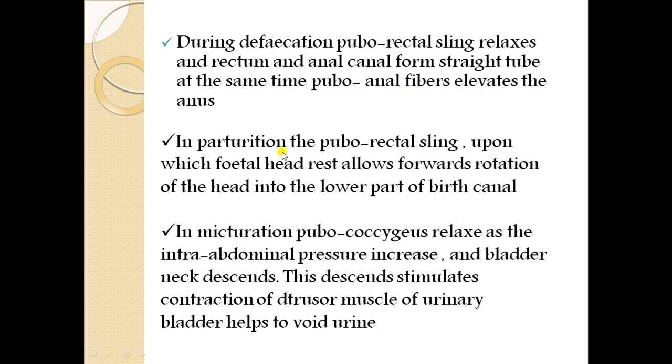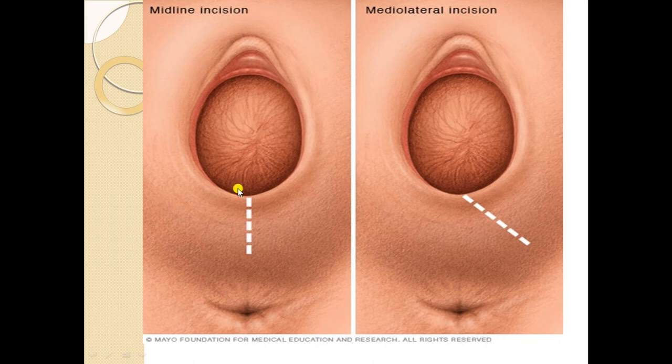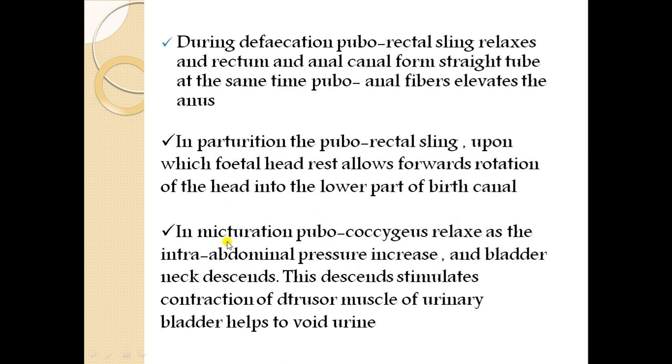In parturition, the puborectalis sling is where the head of the fetus rests, and it allows for the forward rotation of the head into the lower part of the birth canal. Here we can see the vaginal opening and the anal opening. Around this puborectalis sling, the head of the fetus rests for the forward rotation. And next, in micturition, the pubococcygeus relaxes as the intra-abdominal pressure increases, and the bladder neck descends. This descent stimulates contraction of the detrusor muscle of the urinary bladder, which helps to void urine.